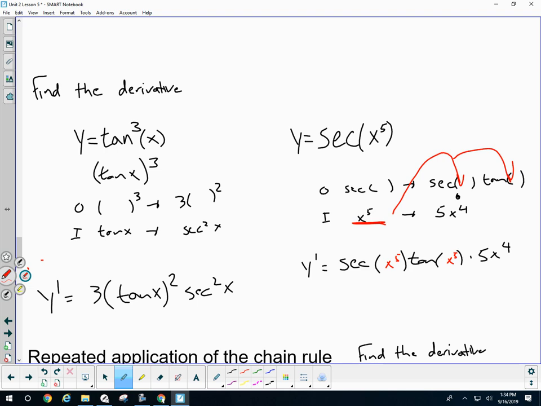We got rules within rules. We got trig functions that can be kind of funky. Don't worry. They get a little bit more complicated.